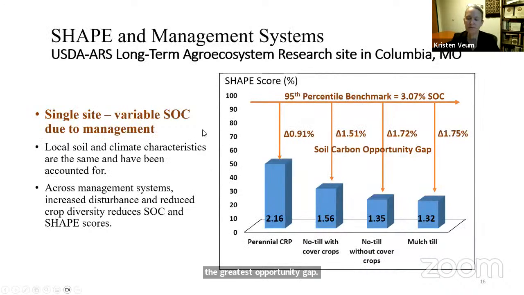And in this example, we have 4 soil samples, all from the same site. So this happens to be our long-term agroecosystem research site here in Columbia, Missouri. But in this example, the site characteristics are all the same, but the soil carbon content varies as a result of the long-term management practices. And this shows that there are substantial opportunities to increase organic carbon in these systems.